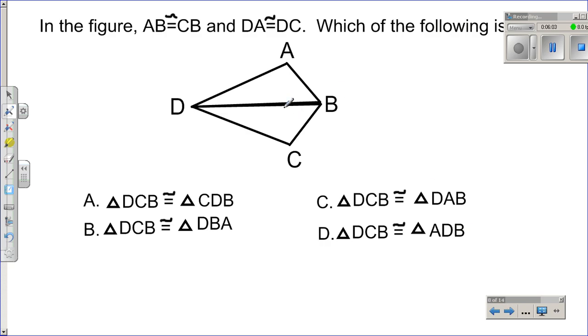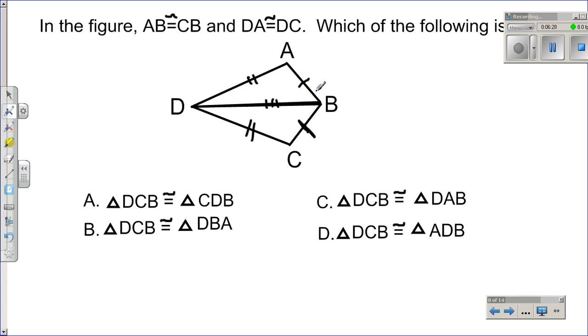Alright, this says in this figure AB is congruent to CB. If you ever get that, you can mark it. AB is congruent to CB. And DA and DC are congruent. We also know that they share this line, so technically this line's congruent.